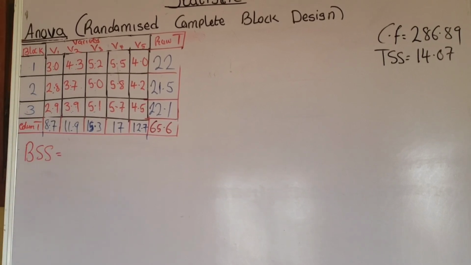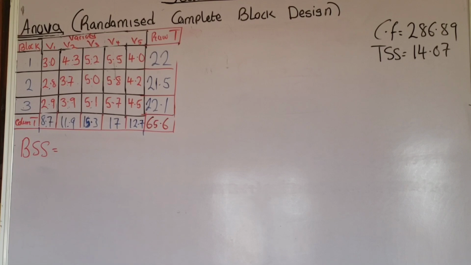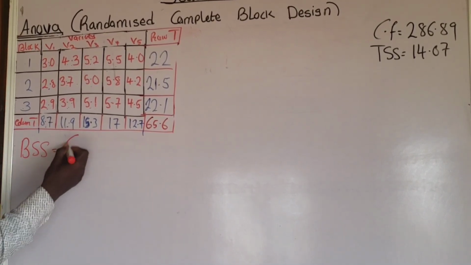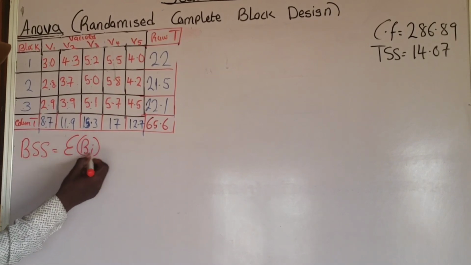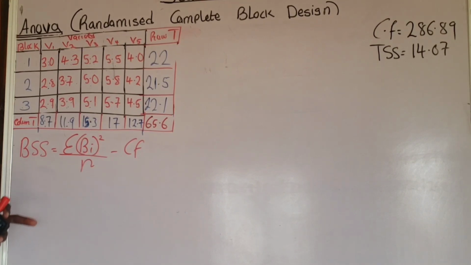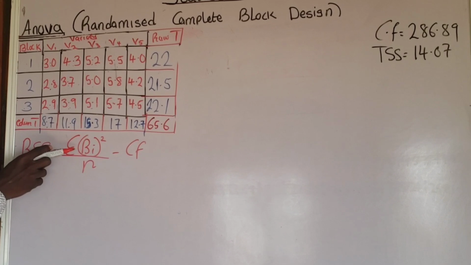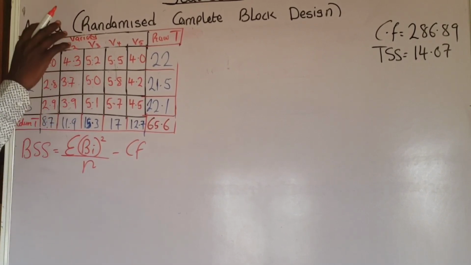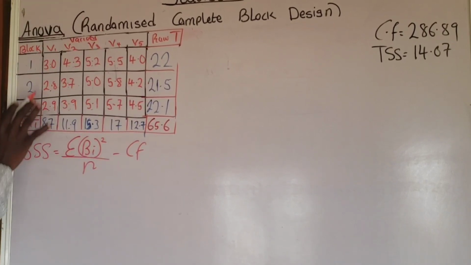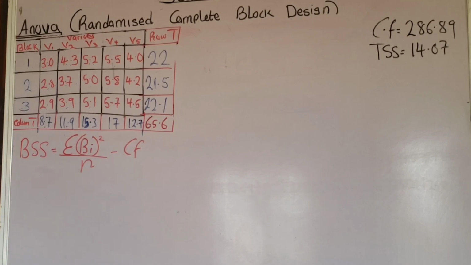That means block sum of squared is the square of each block, their sum, all over the total number of times the block repeats itself, minus the correction factor. You just use this formula, summation bi squared all over n minus the correction factor. Use this formula to determine the block sum of squared or replicate sum of squared. The meaning is that I'm going to square the sum of each block. The sum of the first block is 22. Sum of the second block is 21.5. Sum of the third one is 23 and 22.1.